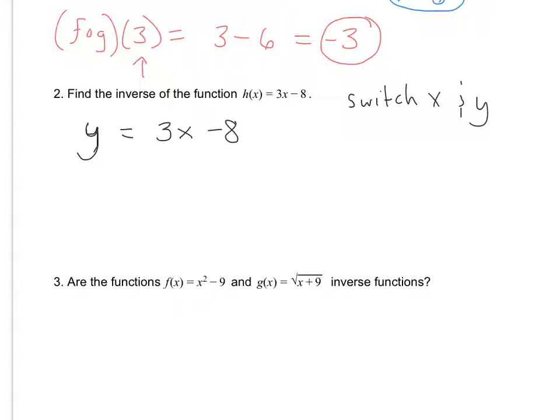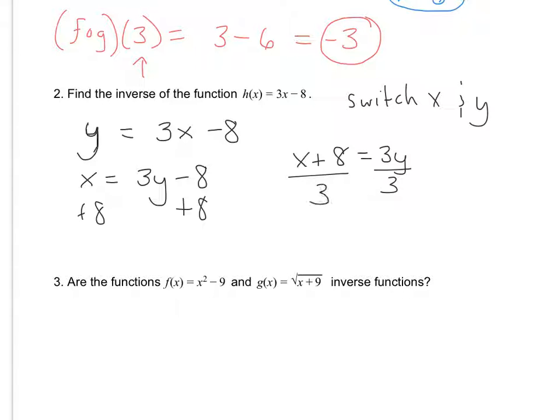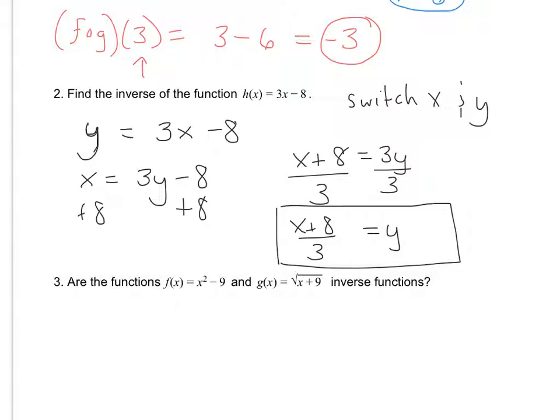So now if I switch x and y, I'll get x equals 3y minus 8. And now I can just solve for y. So I'll add 8 to both sides. So x plus 8 equals 3y. And then I'll just divide everything by 3. So we get x plus 8 over 3. So this is my inverse function, which if I want, I could denote h inverse of x. Same thing.